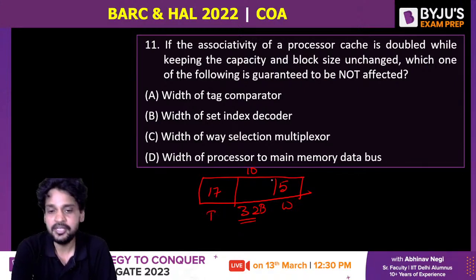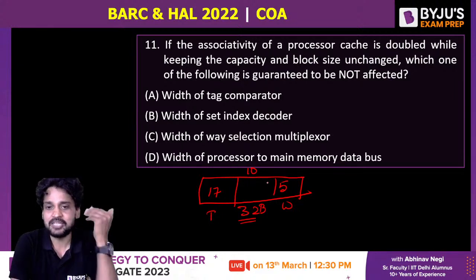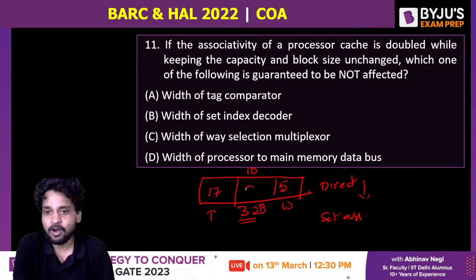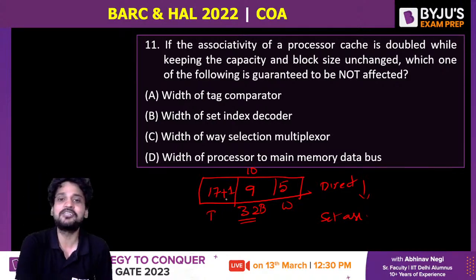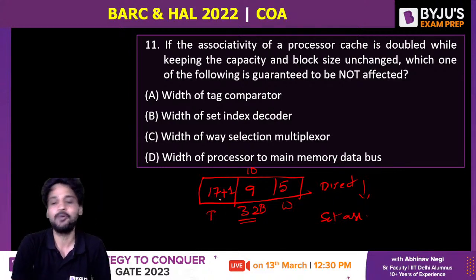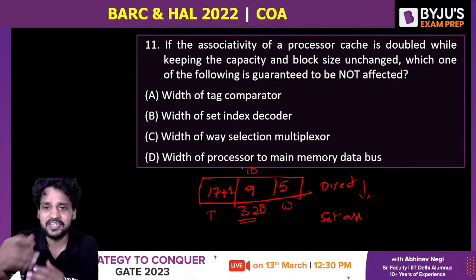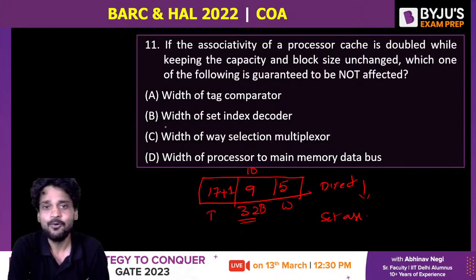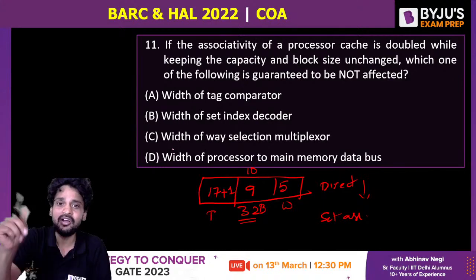Okay, so here the thing is, if the associativity gets doubled, what will happen? This is a direct mapping. If direct mapping is updated to set associative, two-way set associative, what will get affected? Block field will be equal to block field minus 1, tag field will be equal to tag plus 1. If it is four-way, block is equal to block minus 2, tag is equal to tag plus 2. I hope you got my point. Did you understand? If the associativity gets affected, number of tag bits will get affected. If the tag bits will get affected, what are the following things will not get affected?